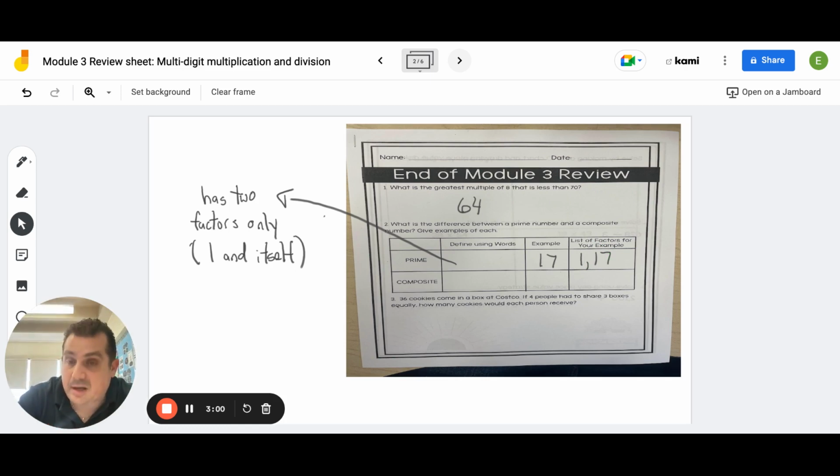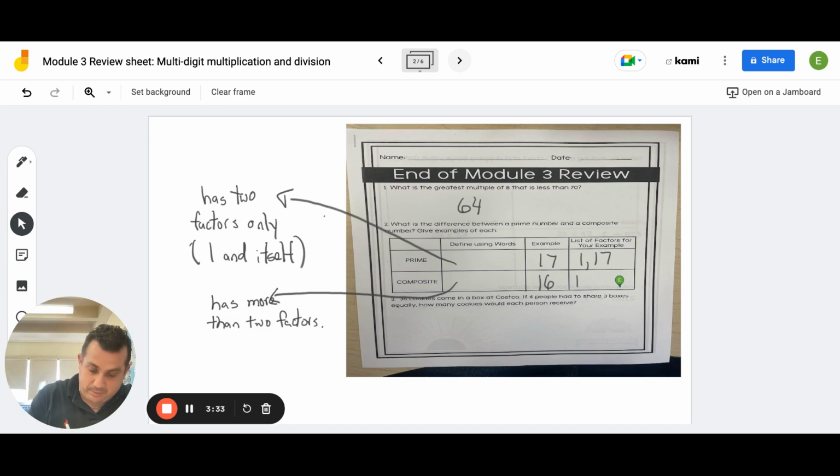Underneath it, composite. A composite number is a number that has more than 2 factors. So for composite, I'm going to write: has more than 2 factors. Let's give an example. The number 16 is a composite number. You start with its automatics, I call them, 1 and 16, because 1 times 16 is 16. And what else? It could be 2 and 8, because 2 times 8 gives me 16. Or 4 times 4, and you only need to put one of the 4s. So 1, 2, 4, 8, and 16 are the factors of 16.